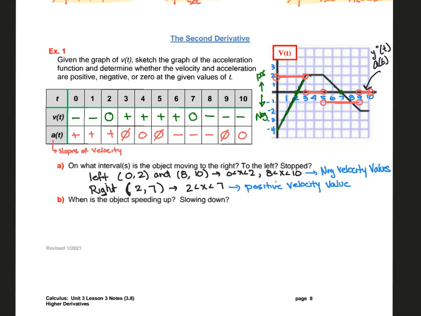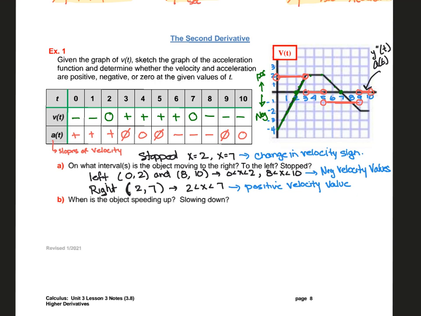The last part here says, when is it stopped? And it is stopped when you change directions. So it stops at the places where it's equal to 0, and that would be at x equals 2 and at x equals 7. That happens when you have a change in the velocity sign from positive to negative or negative to positive.